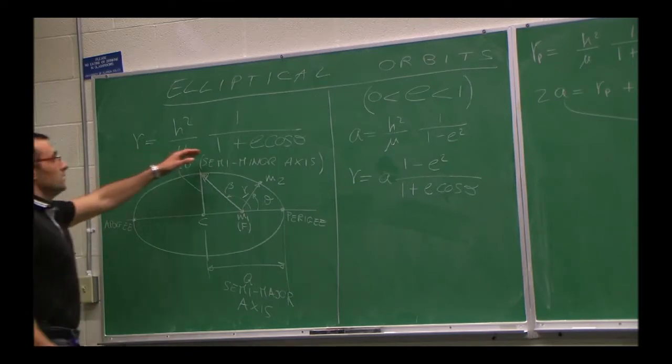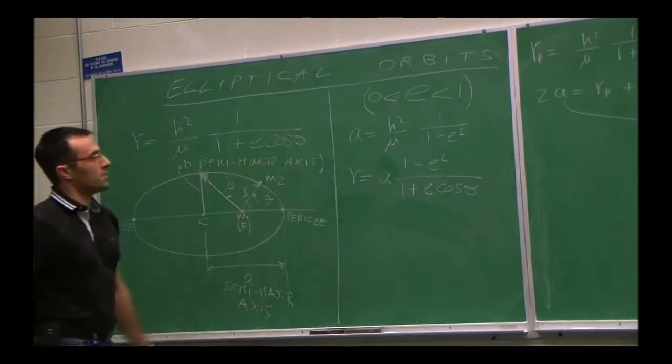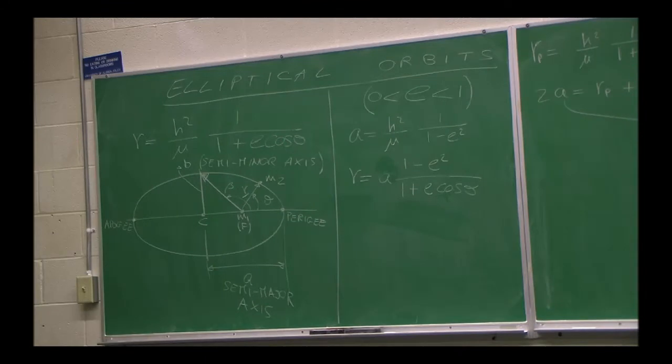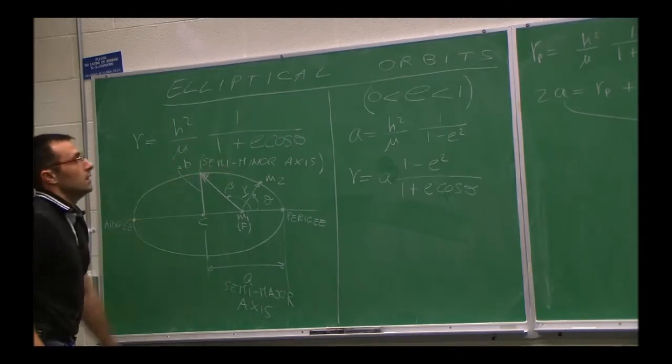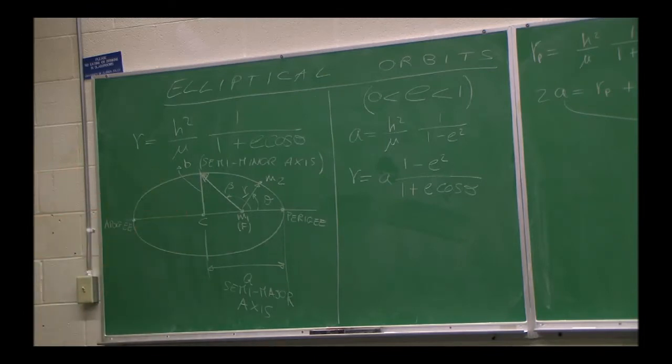There's no difference here. Once you're given, in the problems that we have seen so far, an initial position and initial velocity, you still have to compute h and e. So you can use this or that. If you have an elliptical orbit, you compute the semi-major axis, and you can use that as well. Okay.